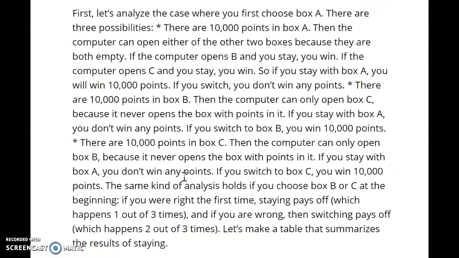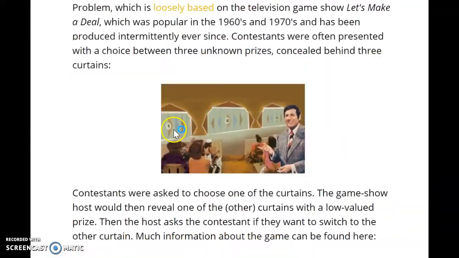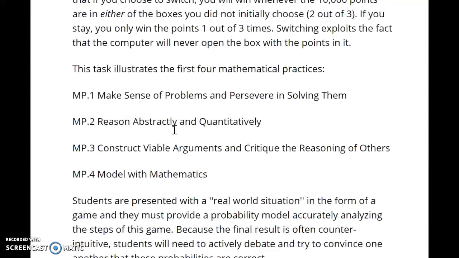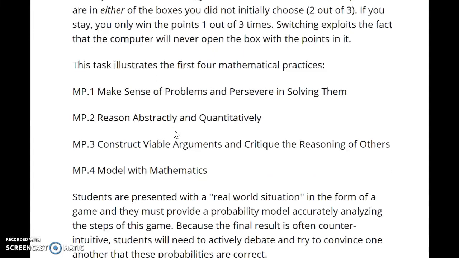So anyway, this is a fun activity to work through, and really wonderful for having students. It's difficult to explain and get students to truly understand the explanation. It's difficult for a lot of people. So it's a really good one, especially for constructing viable arguments and critiquing reasoning. So that's it for probability, and that's it for this video.